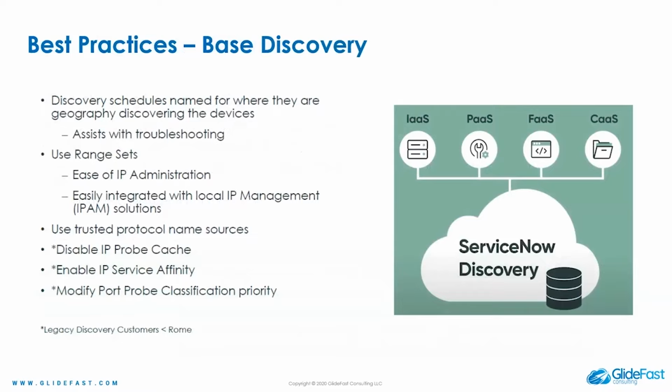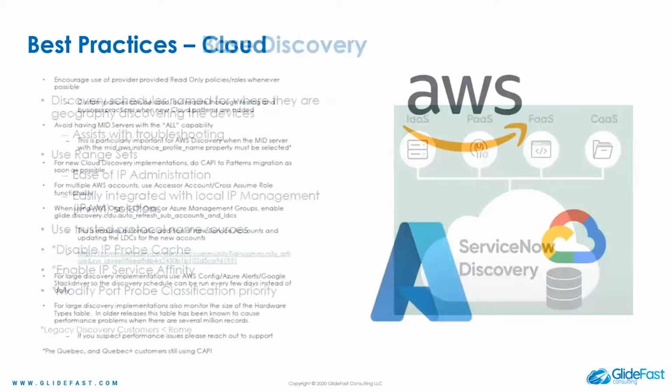From a base configuration perspective, there are some things to keep in mind. A discovery schedule should be named based on geography. That helps with troubleshooting. Use range sets instead of IP ranges. This is the newer format of deploying IP ranges. It's more organized, you can group it better, and it's easily integrated with IPAM solutions as well. Use trusted protocol name sources and a few other settings here, like disable the IP probe cache, enable IP service affinity, and modify the port probe classification priority. Any questions so far? Okay.